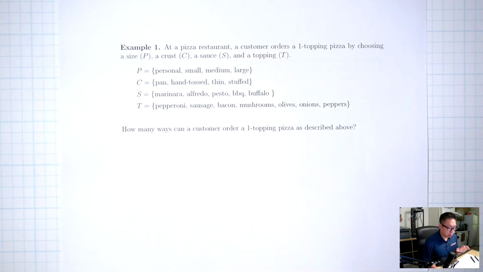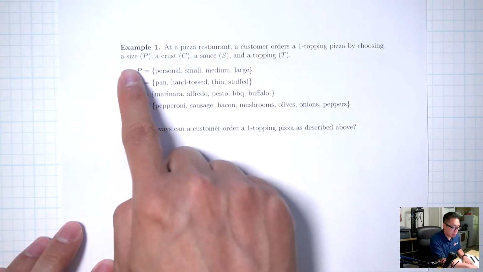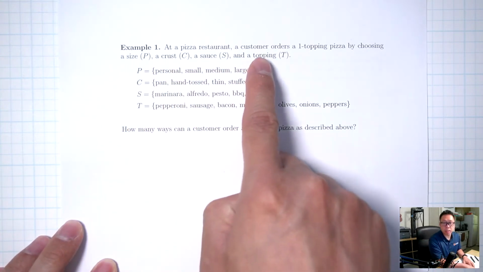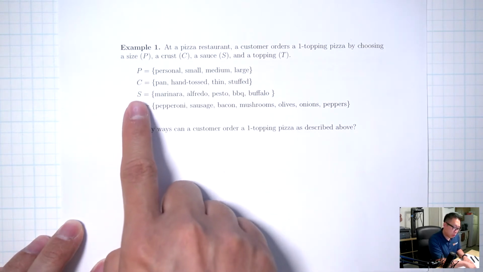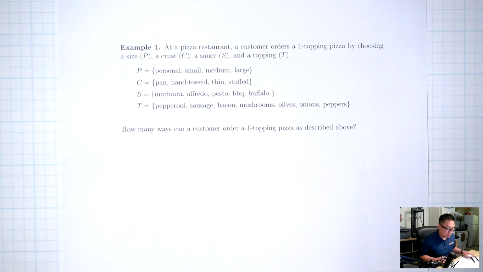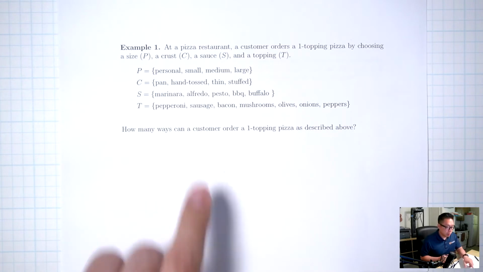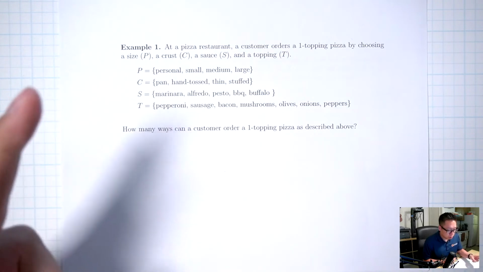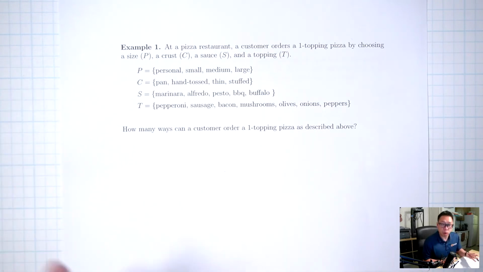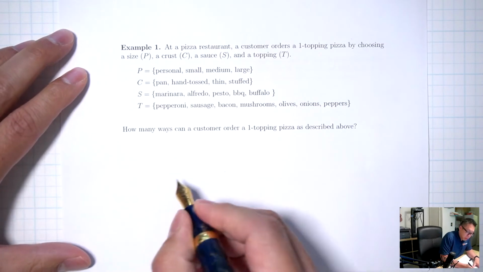Example 1. So here we are at a pizza restaurant, and to order a 1-topping pizza, a customer has to choose a size, a crust, a sauce, and a topping. Okay, and these are our options for size, options for crust, options for sauce, and options for topping. How many ways can a customer order a 1-topping pizza as described above? To use the counting principle, you have to first decide how many blanks you need. Okay, that's how many choices you have to make to order this 1-topping pizza. We have to choose a size, that's 1, crust 2, sauce 3, and topping 4. So there should be 4 choices. So 4 blanks.